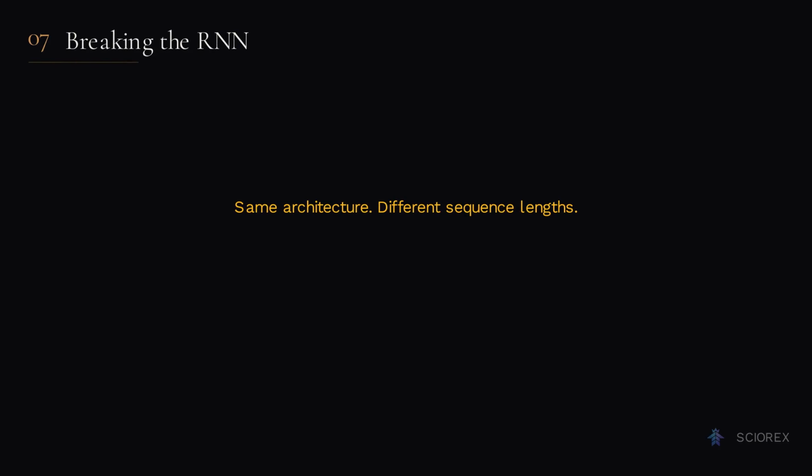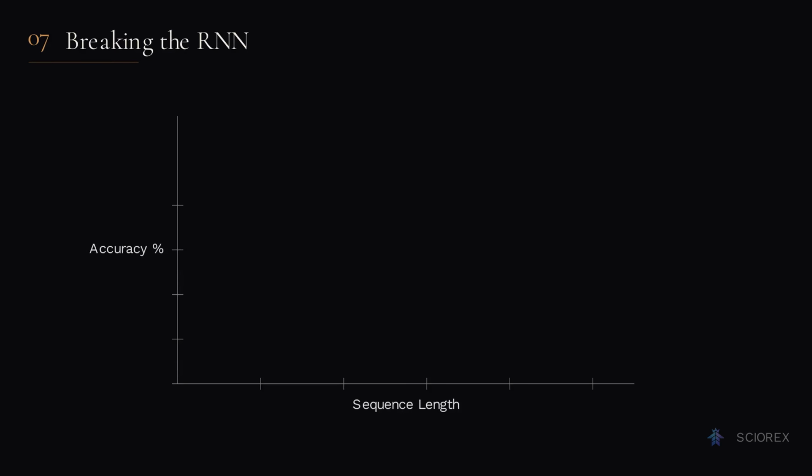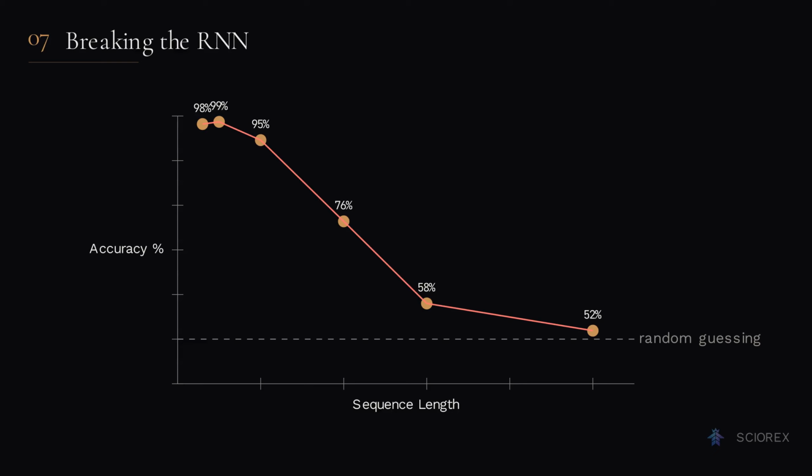Let's make the failure more precise. We will test the same architecture at different sequence lengths and watch accuracy degrade. There it is, a clean degradation curve. The model does not suddenly break, it fades. As the sequence gets longer, the memory of the first token weakens until it is indistinguishable from noise.